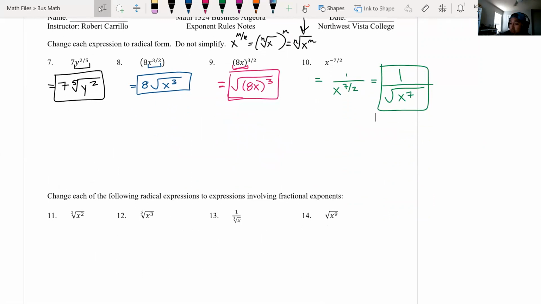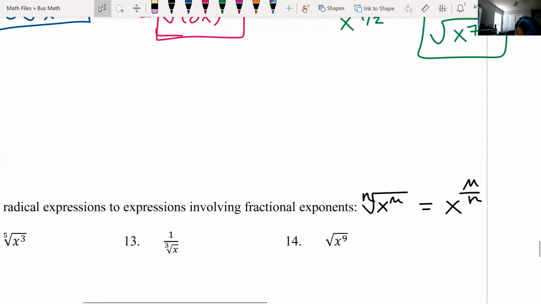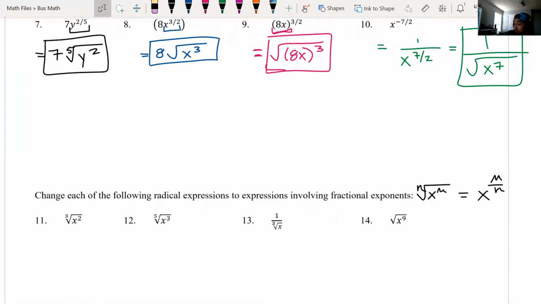Next, change each of the radical expressions to expressions involving fractional exponents. Okay, so now we're going backwards. So I'll write this rule over here. Now we're going from the nth root of x to the m, and we're finishing at x to the m over n. Which means for 11, the cube root of x squared, remember that the index of the root will be the denominator, and then the power inside will be the numerator of your rational exponent. So the cube root of x squared becomes x to the 2/3.